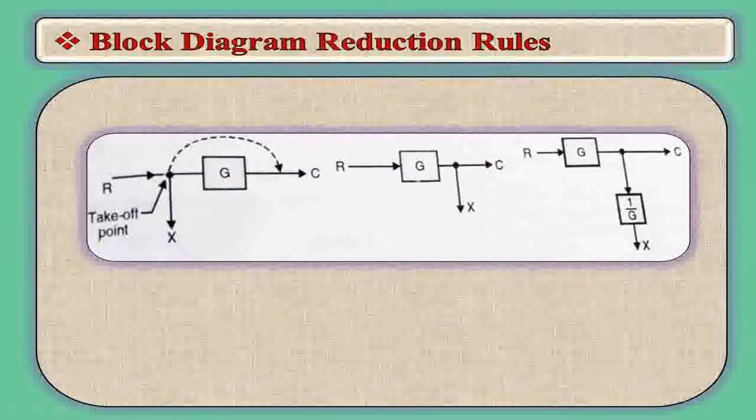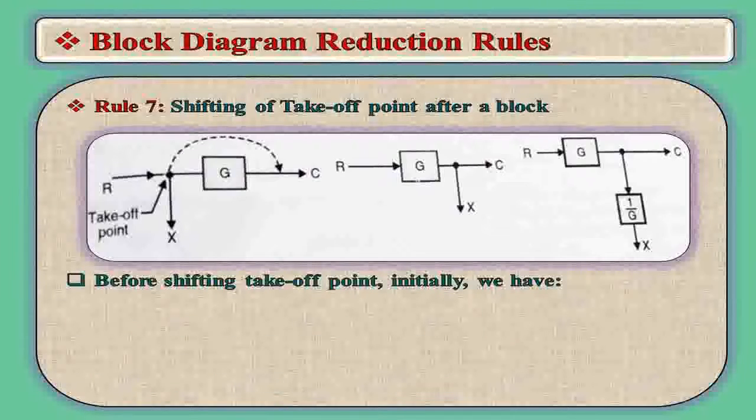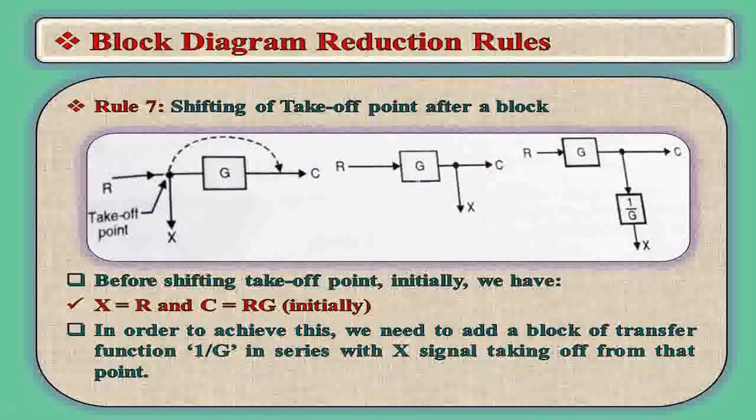Now next is rule number 7, shifting of take-off point after a block. Here we can see the basic diagram of transformation. Before shifting a take-off point, initially we have X is equal to R and C is equal to R into G. In order to achieve this, we need to add a block of transfer function 1 by G in series with X signal taking off from that point as shown in figure.